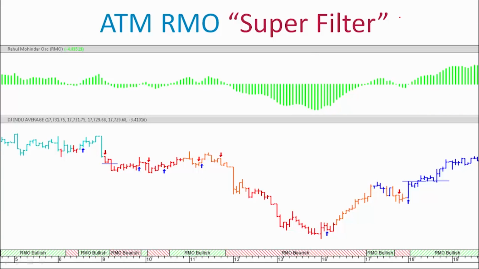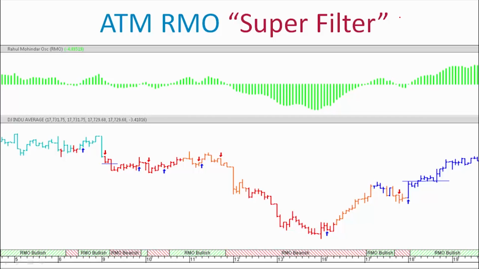Now, for those of you who've been using the inbuilt RMO system inside of MetaStock, we've really built an all-new ATM RMO template. I really think this is a super filter for the RMO. Now let's show you how. The bar colors now work as a filter to the RMO oscillator itself. Whilst the bar colors originally inside of MetaStock may show you simple red and blue bars, we've added an all-new dimension. We've got 4 colors on the bars: an orange, a red, a light blue, and a dark blue.